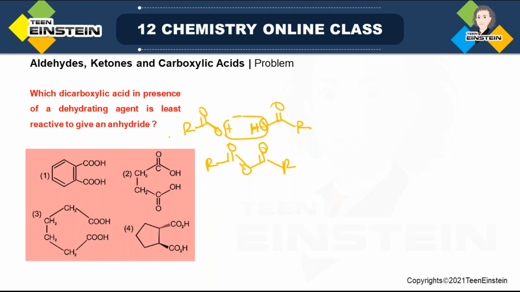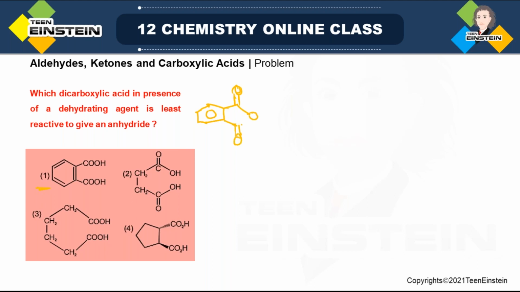Fine. Now, in which case will it give anhydride, but with very low reactivity? If you consider the first one, the anhydride structure that you will get is like this: benzene ring with carboxylic acids at the ortho position, and after removal of water, this should be the structure. Now there is no such problem. We can see it is a generation of a 5-membered ring. The new ring that is generated is 5-membered.